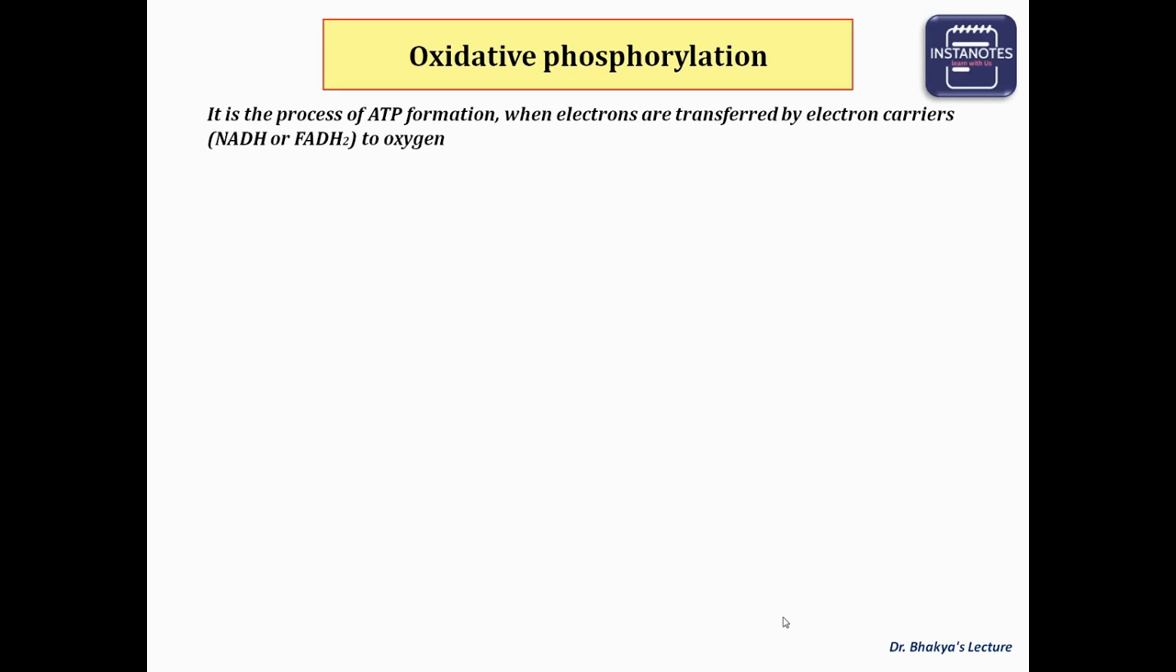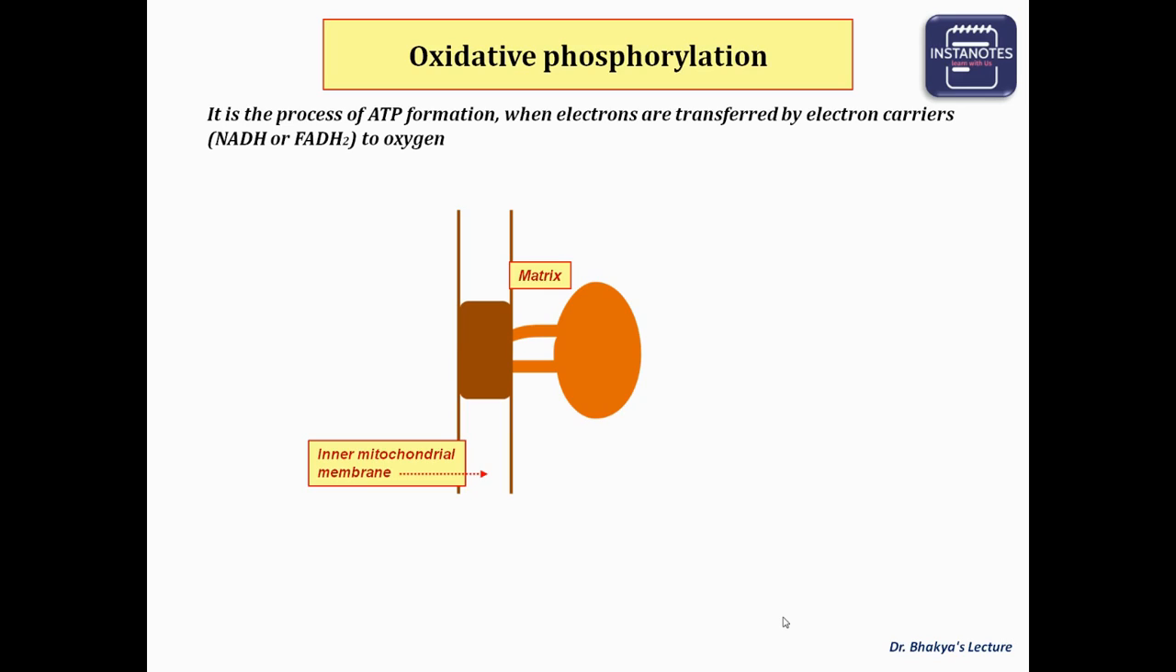Coming to oxidative phosphorylation reactions, it is the process of ATP formation when electrons are transferred by electron carriers such as NADH or FADH2 to oxygen. Let's look at what happens inside the matrix region.